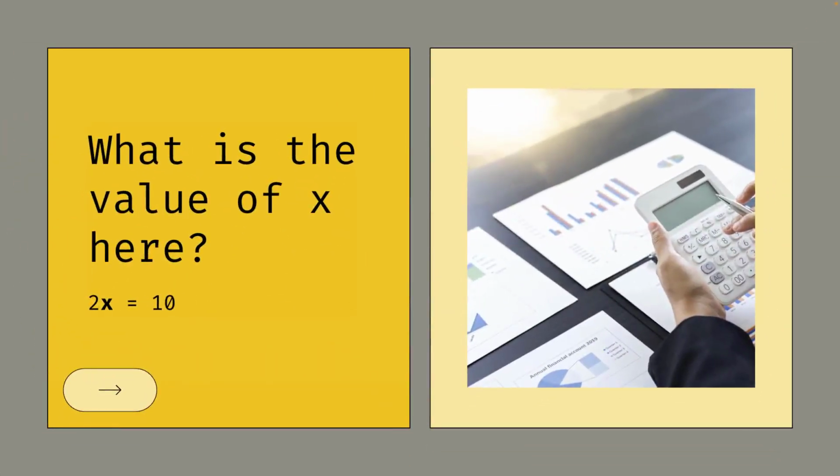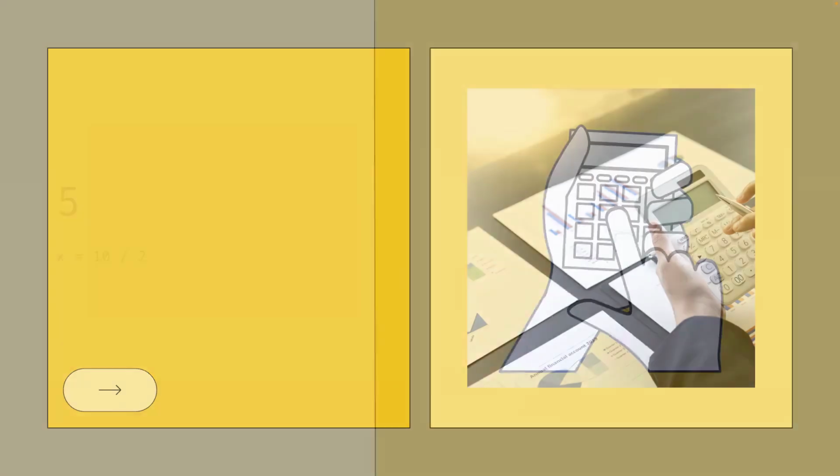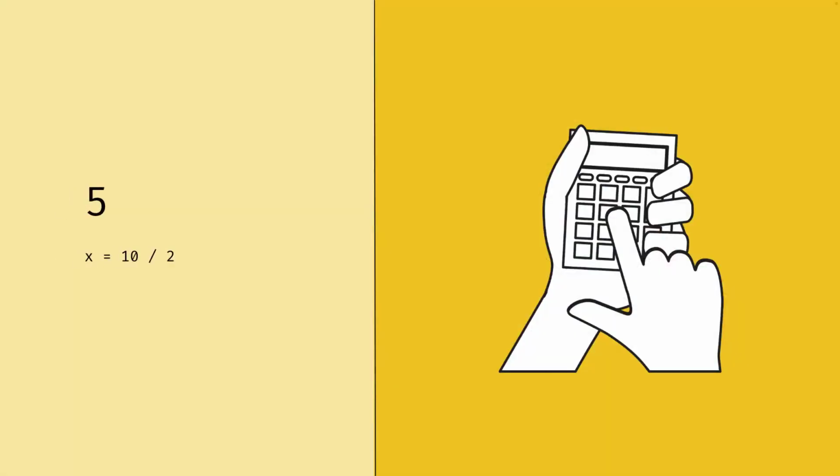Now, if mathematics is not your thing, don't be scared. You can get quite far without probably 95% of high school math. But you will definitely have to be able to understand things like this. 2x equals 10. What is the value of x here? Right, it's 5, because we divide both sides by 2 to get the answer. And 10 divided by 2 is 5.